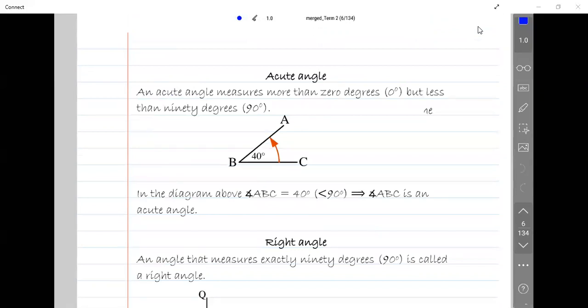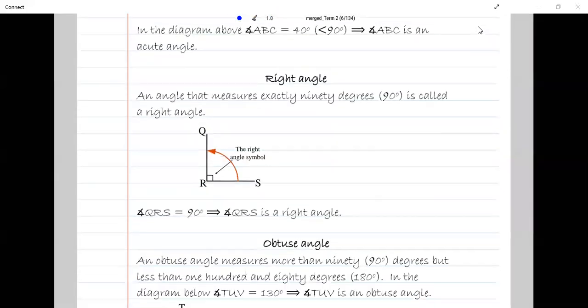Acute angle. Now, an acute angle measures more than 0 degrees but less than 90 degrees. So an acute angle is between 0 and 90 degrees. In the diagram above, angle ABC, which is equal to 40 degrees, is less than 90 degrees. Therefore, angle ABC is an acute angle. Again, whenever three letters are used to reference an angle, the angle is always at the letter in the middle. So this is angle ABC or angle CBA. That angle is 40 degrees. It is an acute angle.